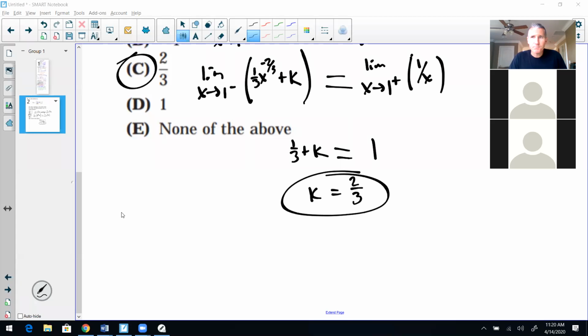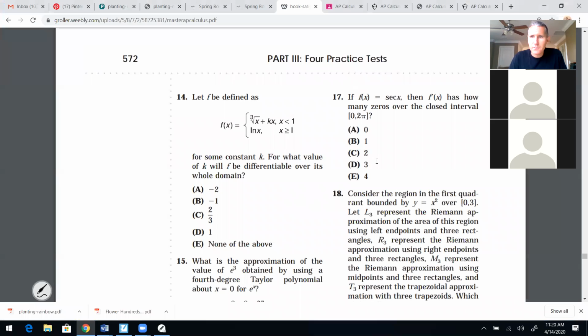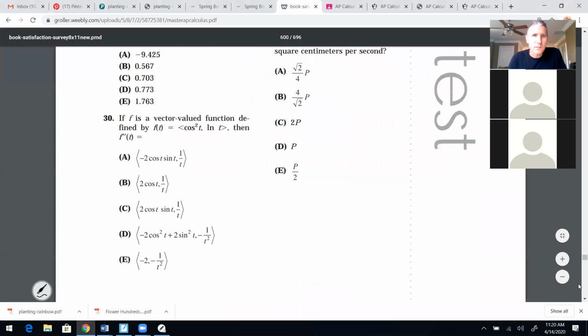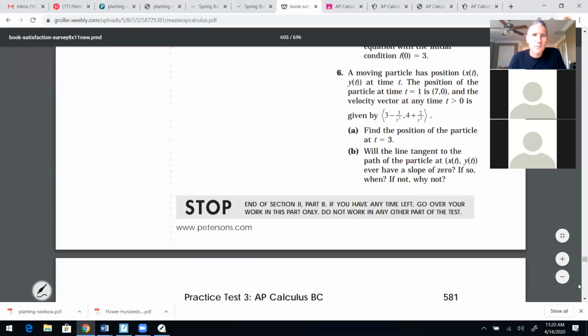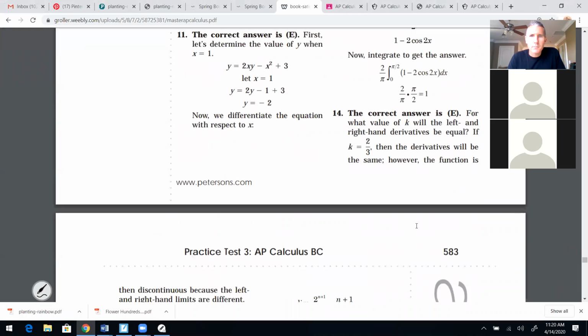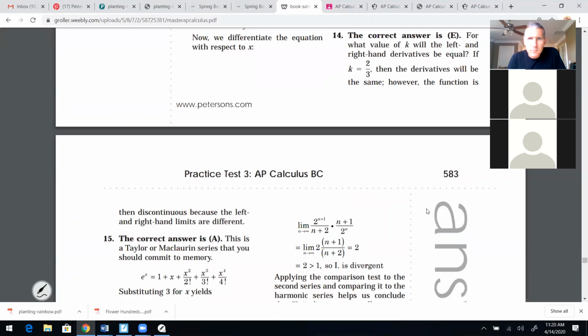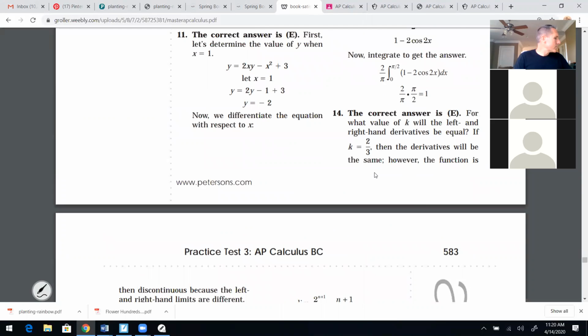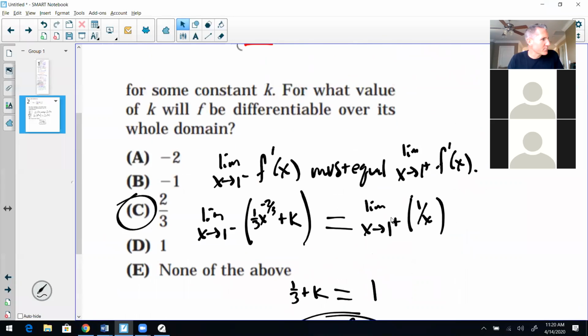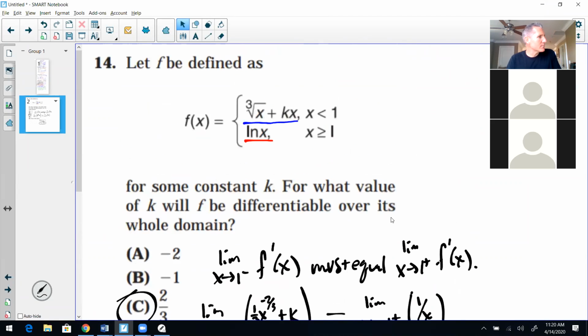Did that make sense? Let me see what they have for this guy, because they've been doing some kind of weird things. It's number 14. Ooh, nice, nice. Okay, I spoke too soon.